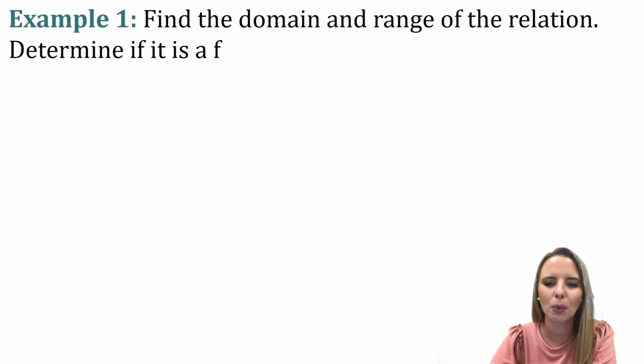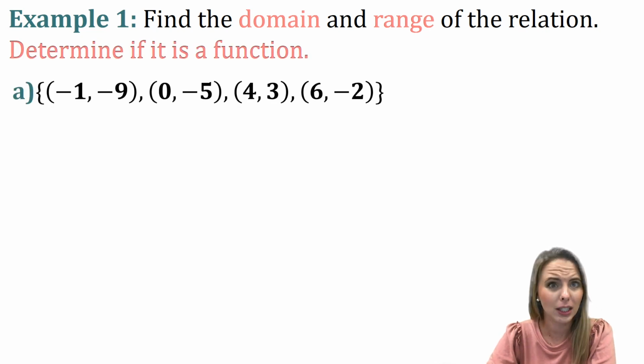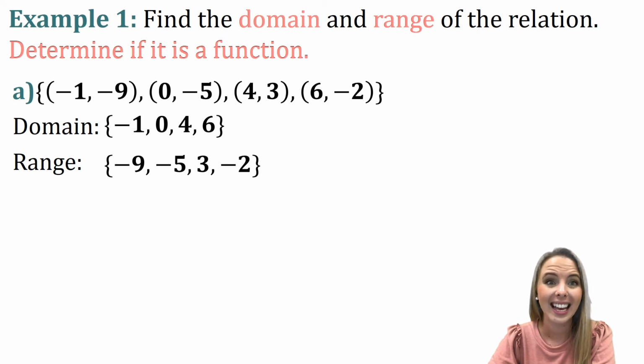Okay, example 1, we're going to determine if this relation is a function. We need to find the domain and range, and we need to determine if it's a function. So I gave us a set of ordered pairs. What's the domain? Negative 1, 0, 4, and 6, right? I want you to look at the relation again and determine what the range is. The y values, right? Negative 9, negative 5, 3, and negative 2. Is this a function, yes or no?